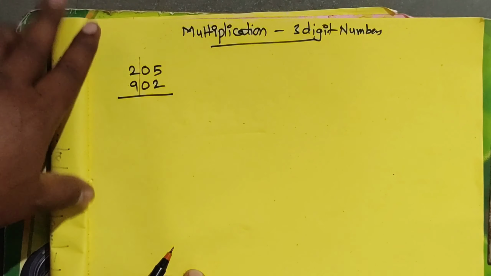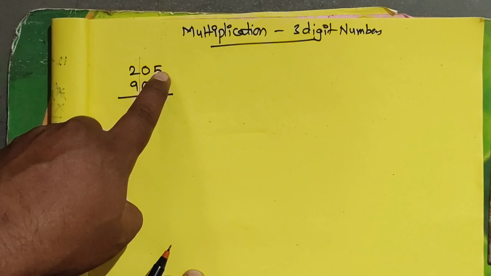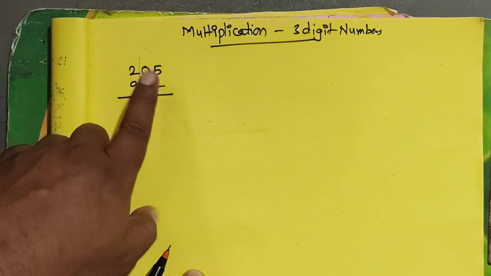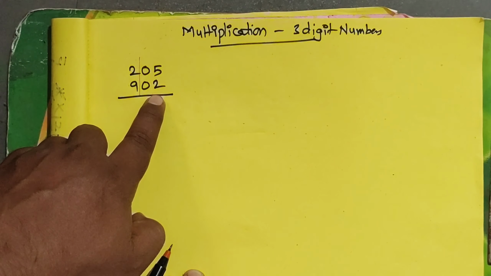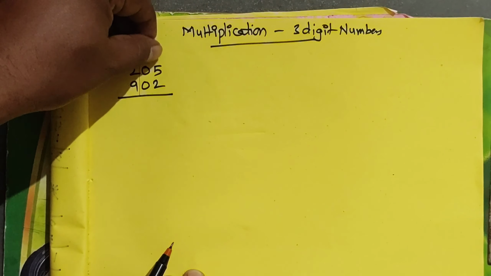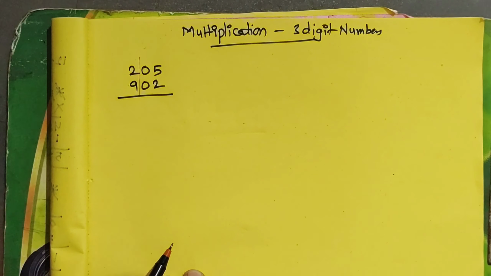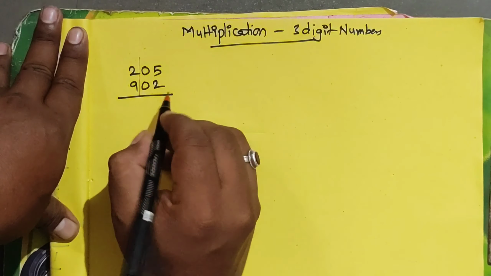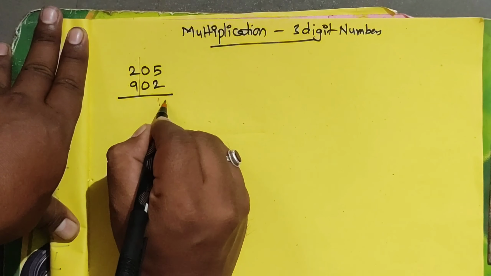Now 05 means 5, 02 means 2. So now take 05 into 02, it becomes 10. Yes, 5 twos are 10. Take two digits in every multiplication here. So 05 into 02 means 5 twos become 10. Take the two digits, 10.